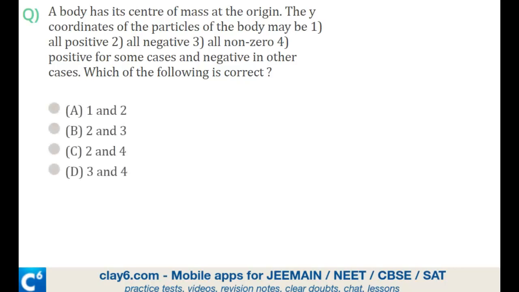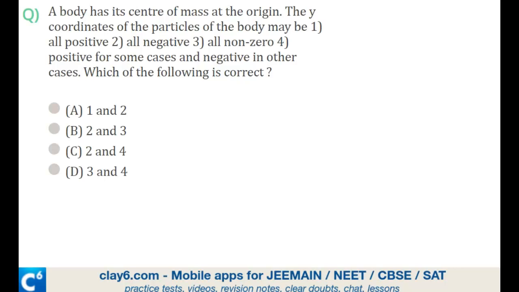So this question is almost a field question. If you place the center of mass at the origin and the particles of the body are pretty much uniformly distributed around the center of mass, there is a very good chance that, first of all, there won't be a particle at the center of mass. That's the whole definition of center of mass. So all non-zero is correct.